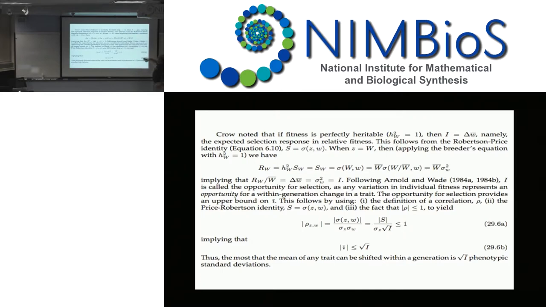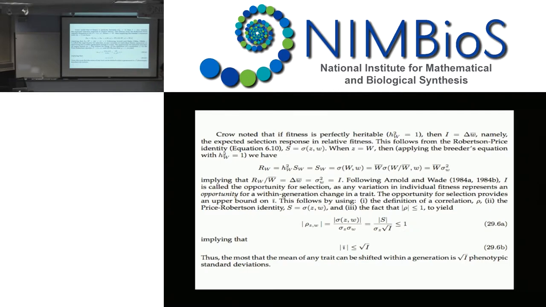And the argument for that, given by Lande and Wade, Arnold and Wade, is very straightforward. Let's look at the correlation between fitness and phenotype. What is the correlation? It's the covariance divided by the square root of both variances. This covariance here, that's the Robertson-Price identity, which we'll talk about in a bit. That's just S, the within-generation change. This down here, the square root of the variance in relative fitness, is just the square root of I. That is simply the selection intensity. So the selection intensity for any trait is always bounded above by the square root of the opportunity for selection.